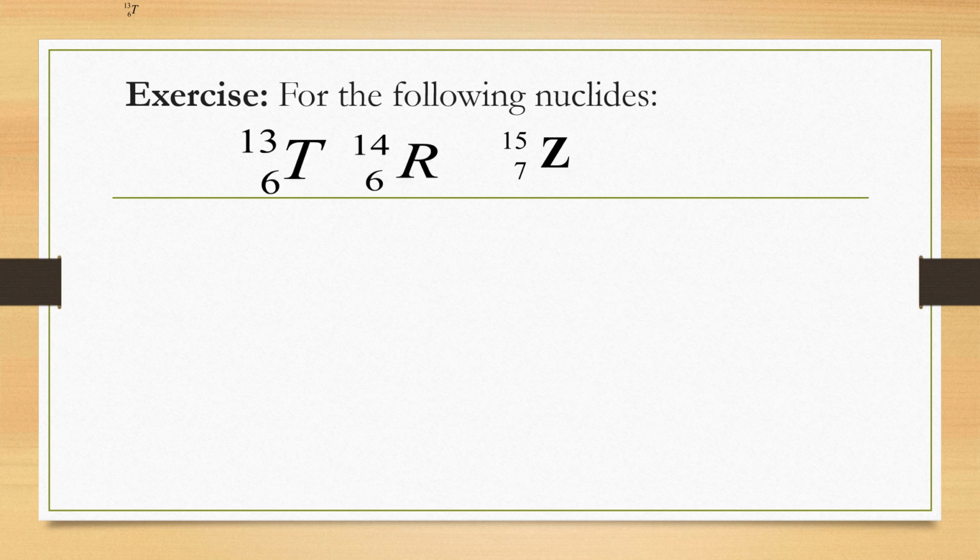You are given three nuclides in the question: nuclide T, nuclide R, and nuclide Z. From T to Z, the nucleon number is increasing from 13 to 15. Nuclide T has 6 protons. Nuclide R has 6 protons as well. And nuclide Z has an extra proton, which is 7 protons.